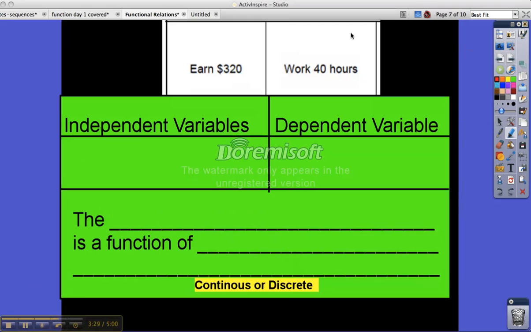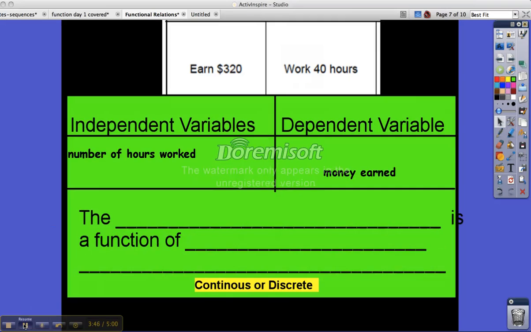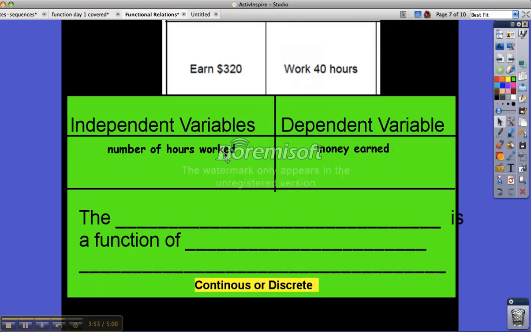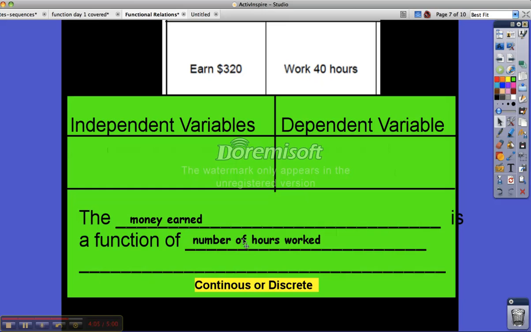So here's our next situation. Go ahead and do this on your own. Our two variables are the money I've earned and the amount of hours I've worked. So put those in independent and dependent, fill this in, and decide, is that continuous or discrete? Here we go. The independent variable is the number of hours worked. The dependent variable is the money earned, because I control how many hours I've worked. The number of hours I've worked controls how much money I've made. I can't just decide this is how much money I'm making. So the money earned is a function of the number of hours worked.